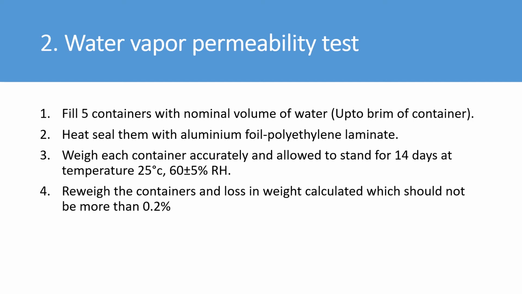The second test is the water vapor permeability test. Again, this is a very important test as a quality control measure for the evaluation of the plastics. For this test, we need to fill 5 containers with the nominal volume of water, that is up to the brim of the container. Then heat seal them with the aluminum foil polyethylene laminate. Then we weigh each container accurately and allow it to stand for 14 days at the temperature of 25 degrees Celsius and 60% humidity. After 14 days, we reweigh the containers, and the loss in weight is calculated, which should not be more than 0.2%. So the initial weight minus the final weight should not exceed 0.2%.